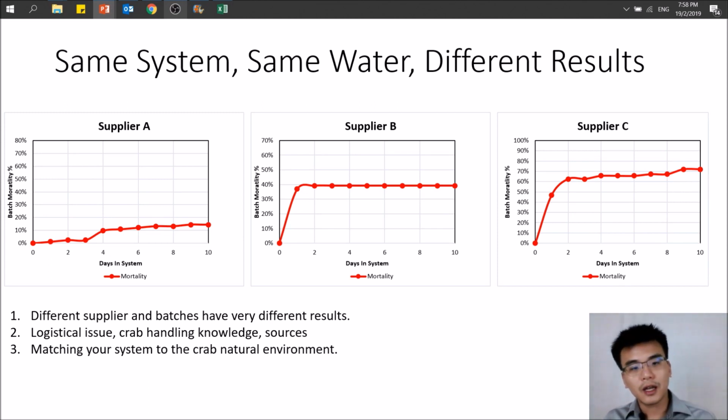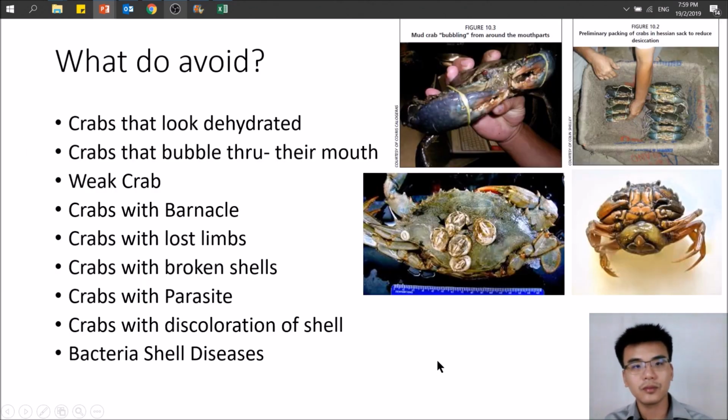So you need to understand what your supplier is doing with the supply chain. They have to make sure that their supply chain is robust and they have a good understanding of the crabs. So what are the crabs to avoid? Generally, you need to avoid crabs that look dehydrated, that have bubbling through their mouth, crabs that are weak, crabs that have barnacles, which indicates they haven't been molting in a long time, lost limbs, broken shells.